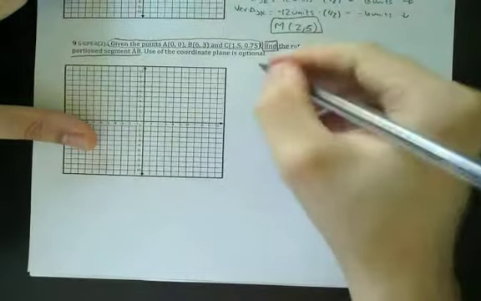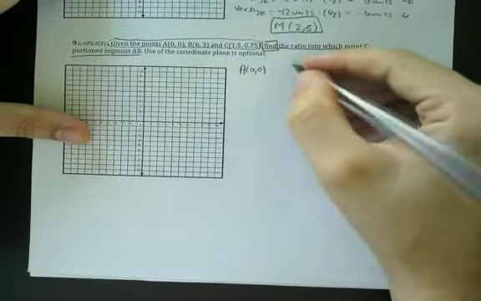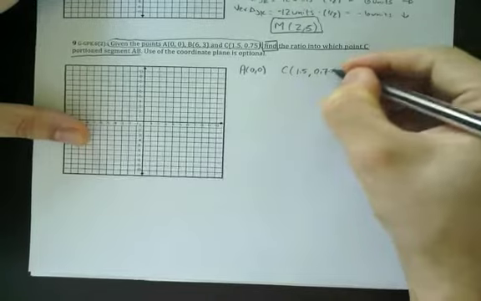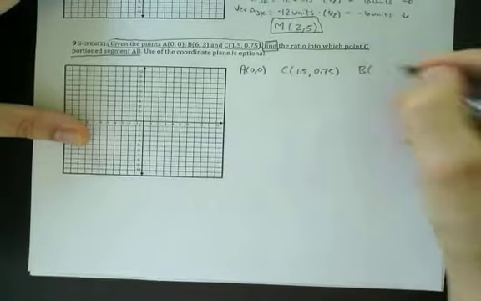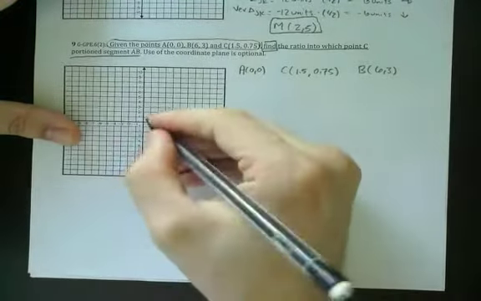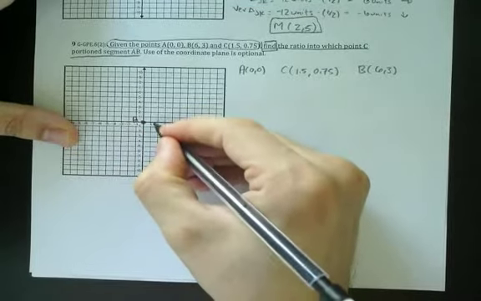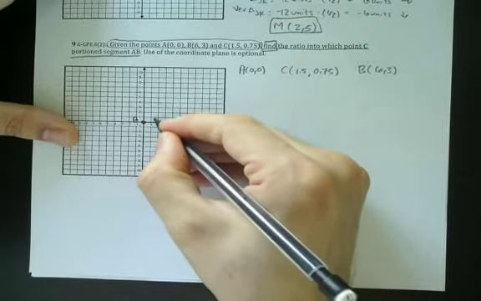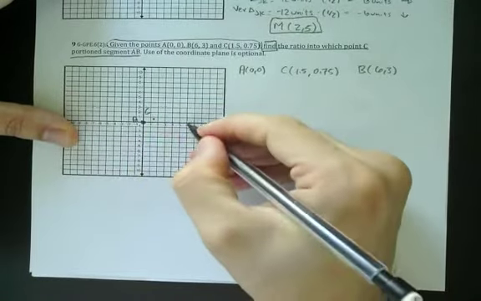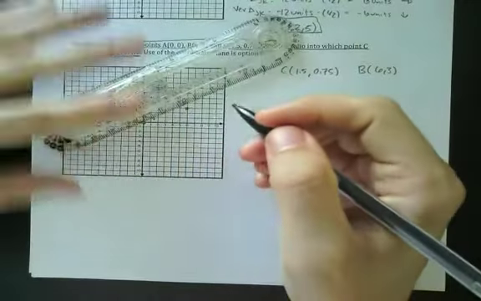So the first thing I'm going to do is copy those points right down here. A is at (0, 0), C was at (1.5, 0.75), and B was at (6, 3). So I'm going to graph those onto my grid here. A was at (0, 0). C was at (1.5, 0.75), so somewhere right about here. So this is C. And then B was at (6, 3). So B is at (6, 3). And I'm just going to use a straight edge to connect all of those.